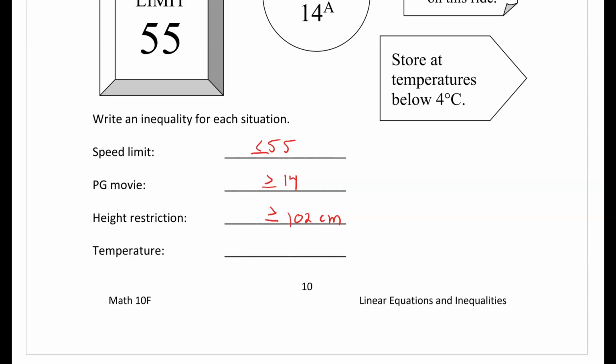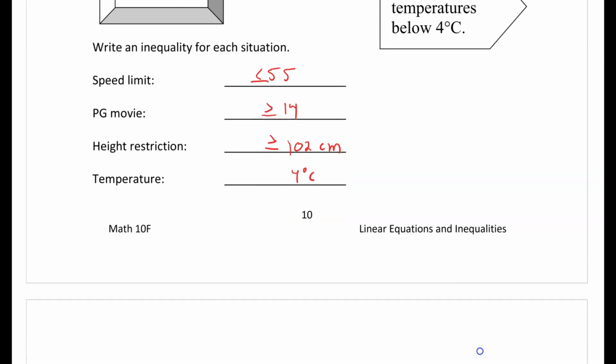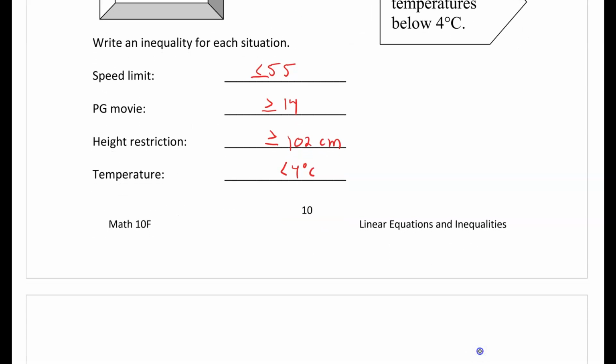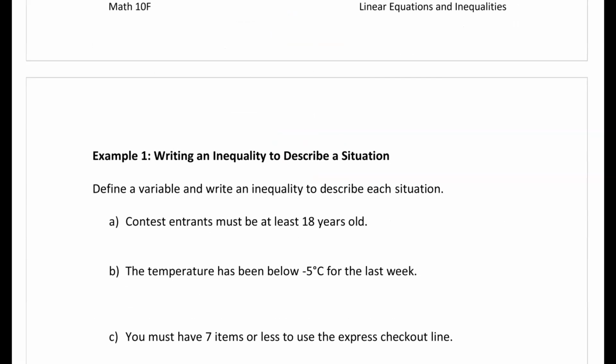And this last one here, it says store at temperatures below 4 degrees Celsius. So 4 degrees Celsius is the number that we're working with. And it has to be below, so it's going to be less than. So it's opening up towards. Not going to have an underline under the symbol because it has to be below. It cannot be equal to that amount.